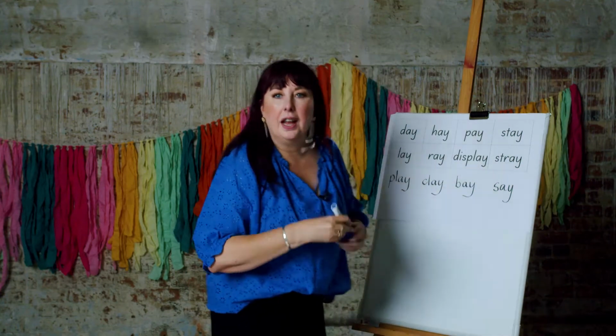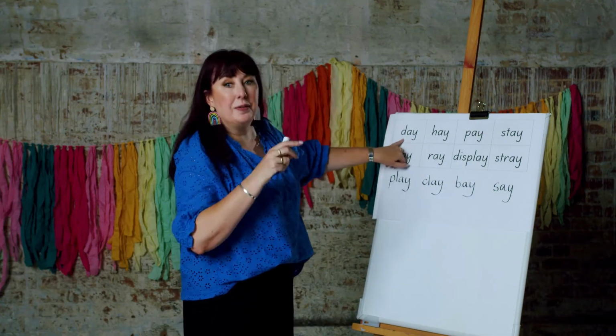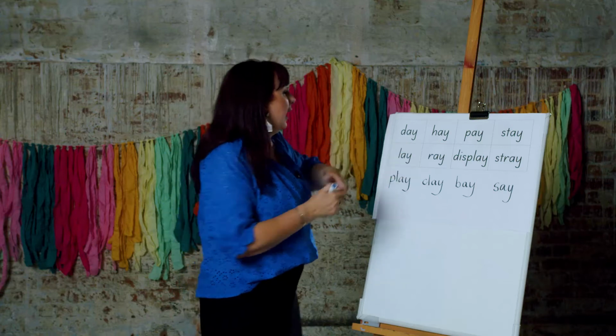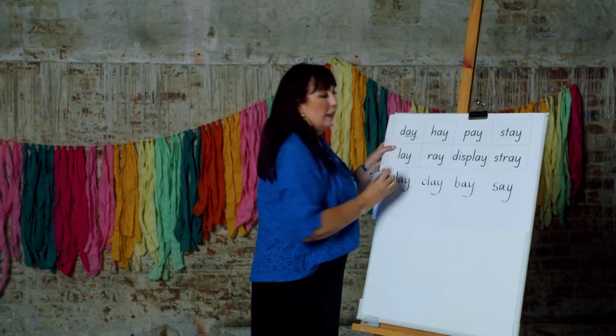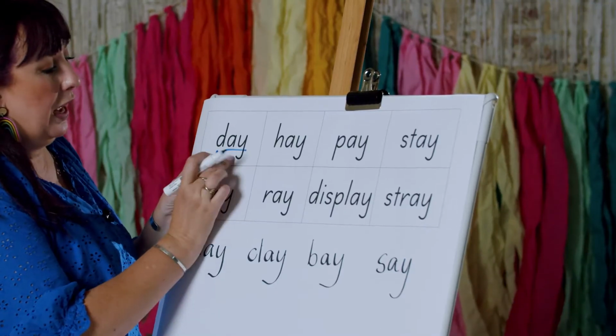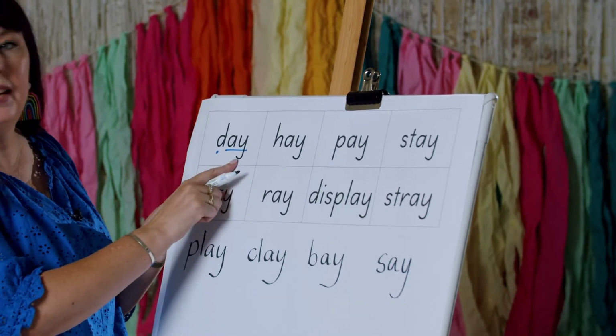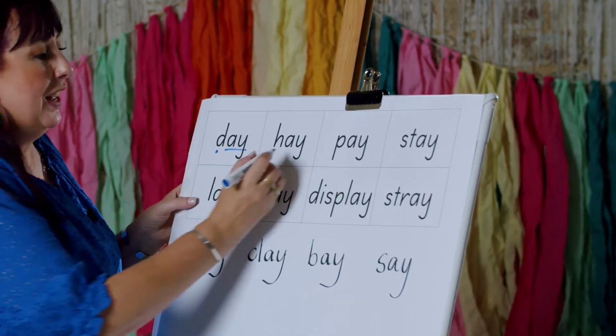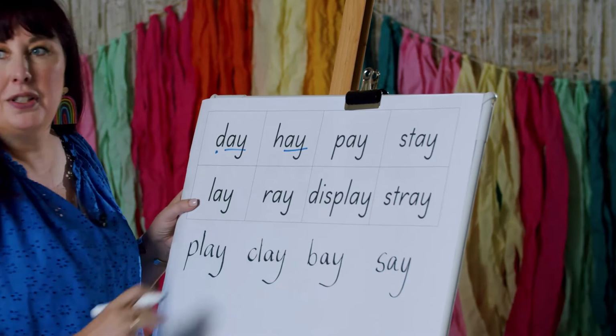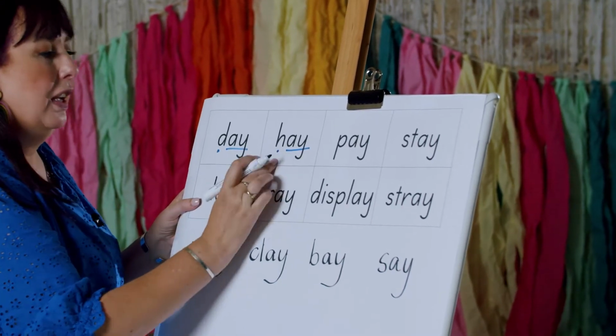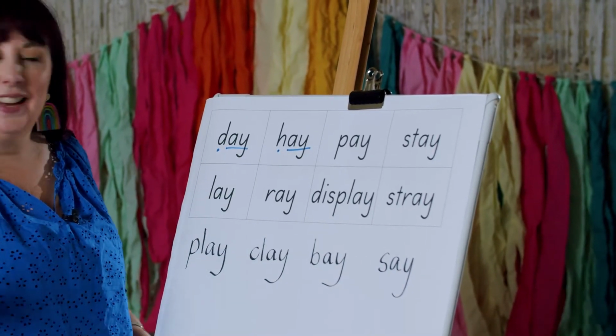We're going to have a look at some words to read together now. I'm going to use a different colour. Okay, let's have a look at our first word. We're going to find our digraph, AY. D, A. What word? D-A, day. Good job. Our next one, I'm going to underline my digraph. H, A. What word? Hay. Good work.